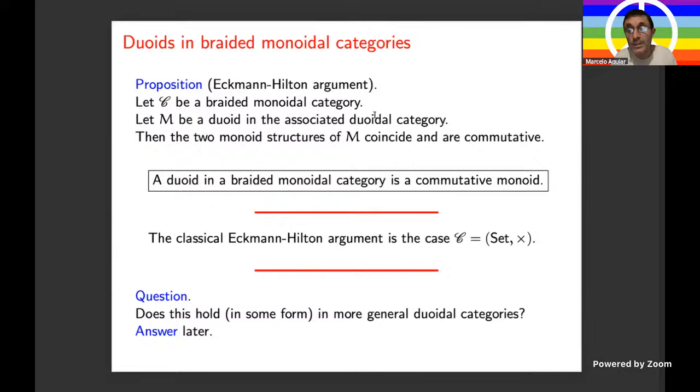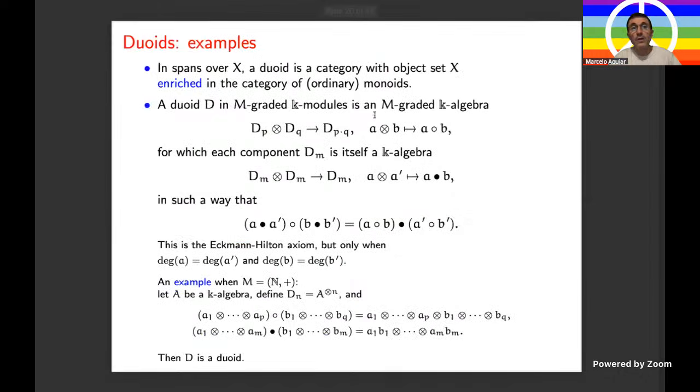However, we'll see that there is something one can say, very interestingly. It won't hold in the general setting of duoidal categories, but in a special setting, yet more general than the setting of braided monoidal categories, there is such a result. And we'll discuss that in a second.